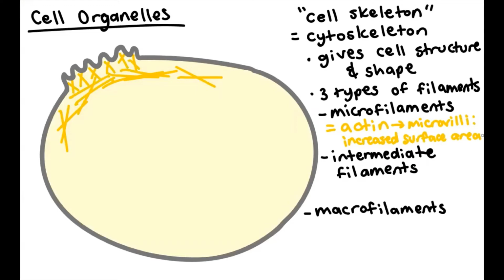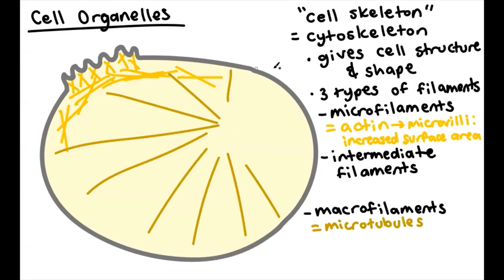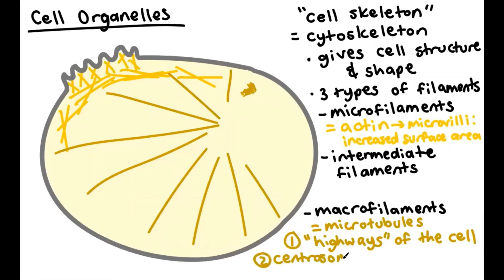Macrofilaments are also called microtubules, which are found throughout the cell and, like actin filaments, have many different roles. We'll focus on three in this video. One is that they form what we consider highways within the cell. When things need to move from one place to another in the cell, they are usually being transported on top of microtubules. Another important function is that they form the centrosome, which plays an important role in attaching to chromosomes during cell division so that the chromosomes can be separated into two different cells.